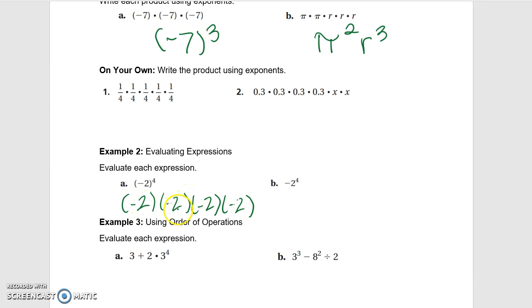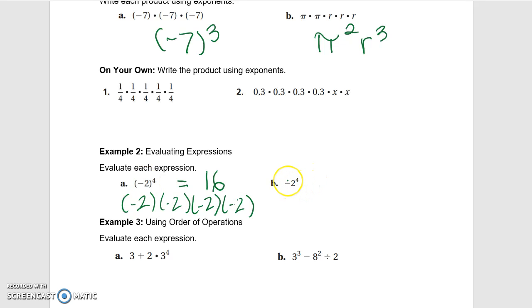And 2 times 2 is 4. 4 times 2 is 8. And 8 times 2 is 16. So -2 raised to the 4th power is positive 16. Now notice the difference between A and B. A has the -2 inside parentheses, and B does not.